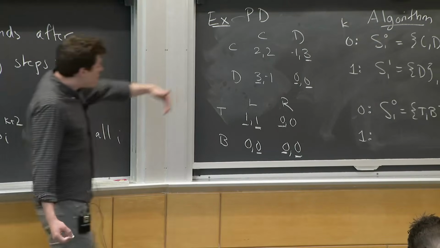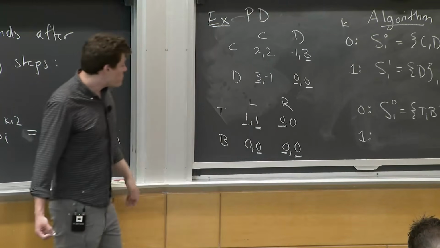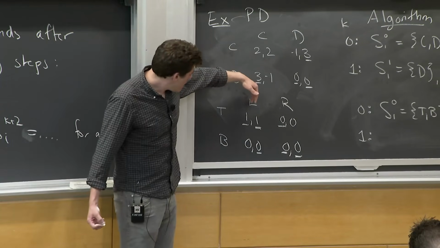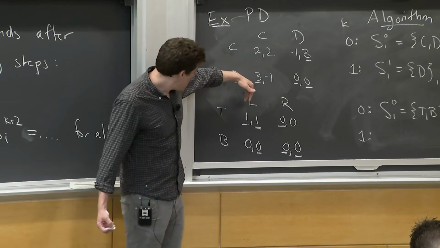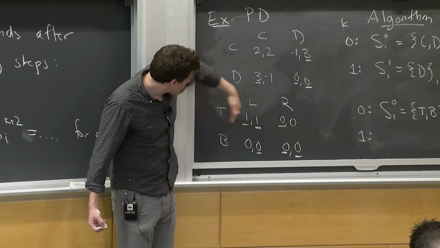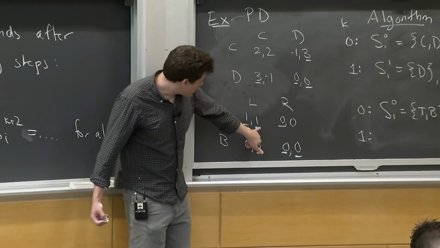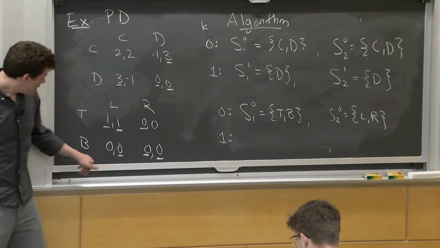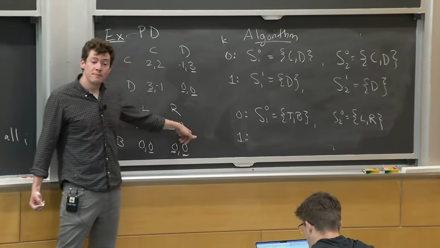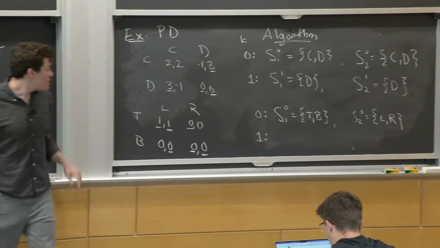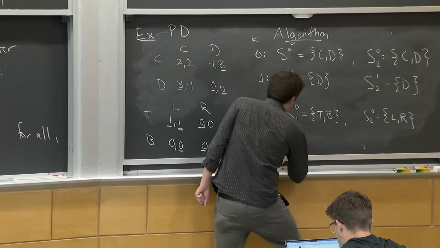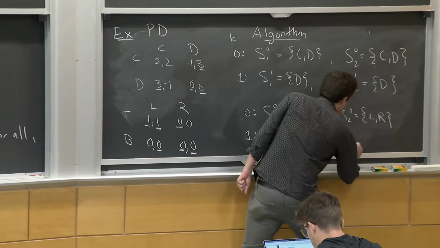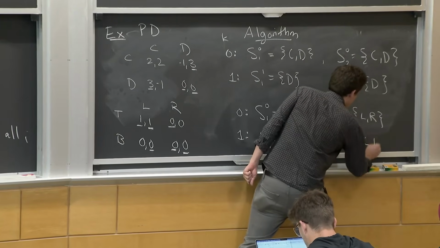And similarly, both L and R are best responses to some belief. L is a best response to both T and B, because we can see L underlined twice. And R is a best response to B, but not to T. But that's OK. It's a best response to something. So we get S1,1 equals TB, and S2,1 equals LR.